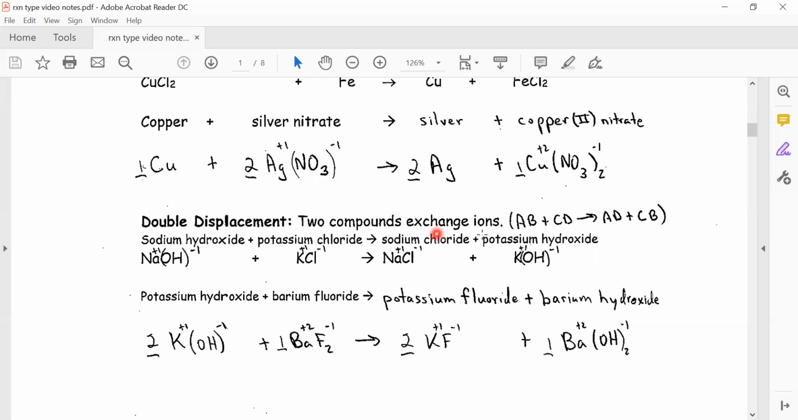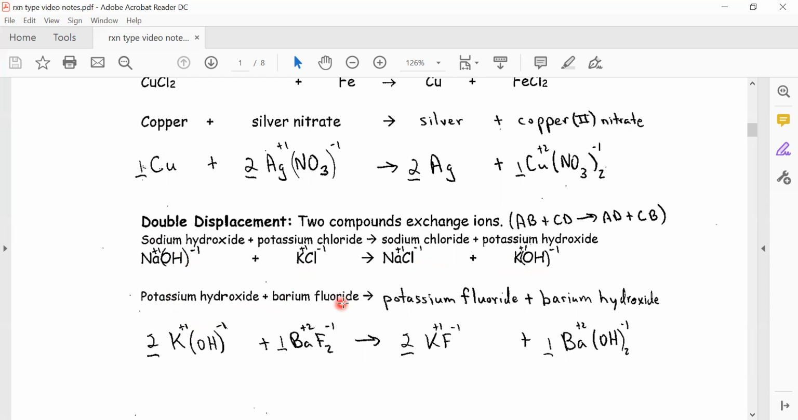Doesn't matter which order you give these two compounds, but in each compound, the metal or the positive ion has to go first, and the negative ion has to go second. All right, notice all of these had +1 or -1 charges, so the balancing is pretty simple. This +1 goes with this -1, and then this +1 goes with this -1, and it really is just a partner switch right here. Okay, another example would be potassium hydroxide plus barium fluoride.